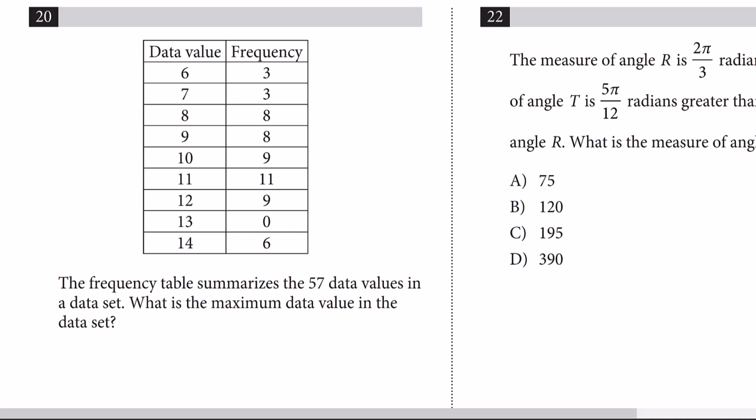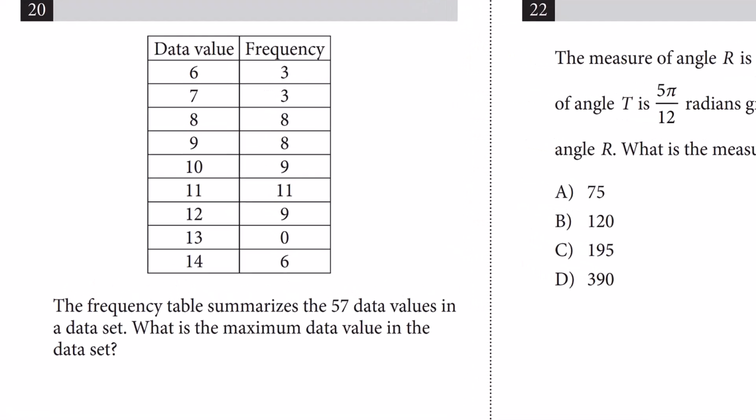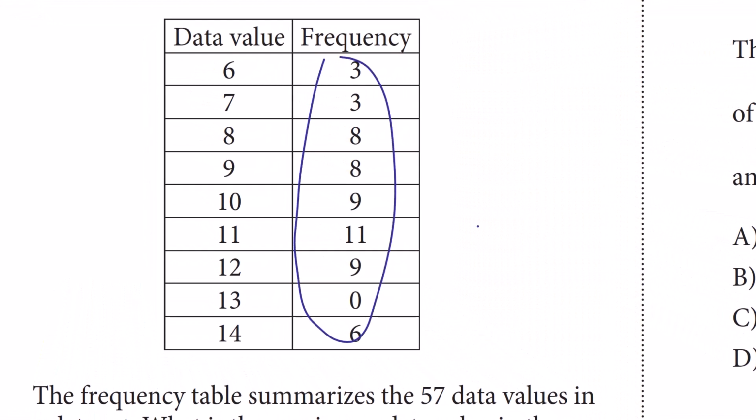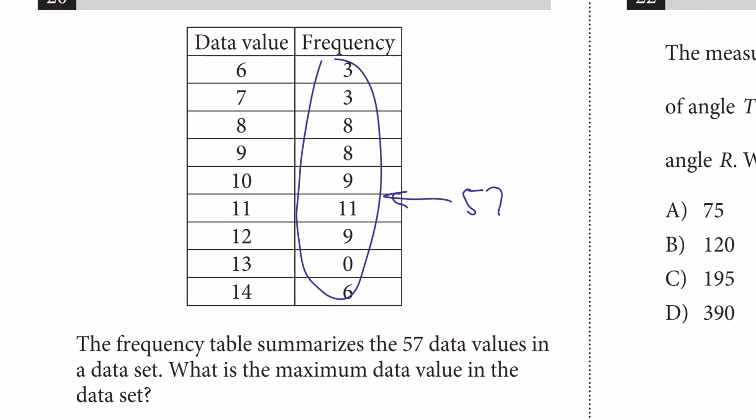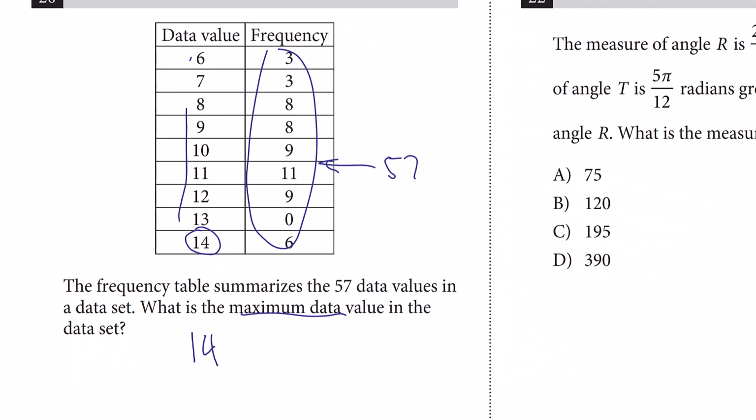Question 20. Go ahead and pause the video and try to solve this on your own. There are 57 data values in this data set. Now we're talking about this. There's going to be 57 values in here. What is the maximum data value in the data set? Well, data values range from 6 all the way up to 14. So the largest number you'll ever see is 14. That's it. That's all there is to it.